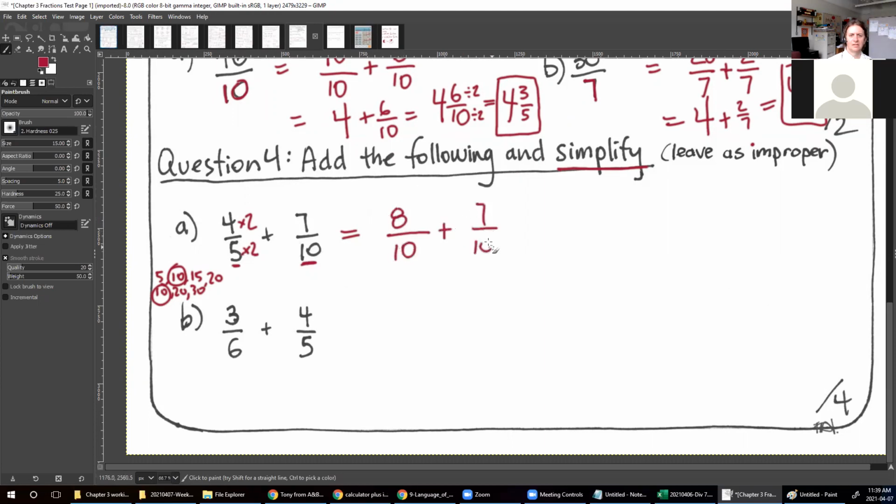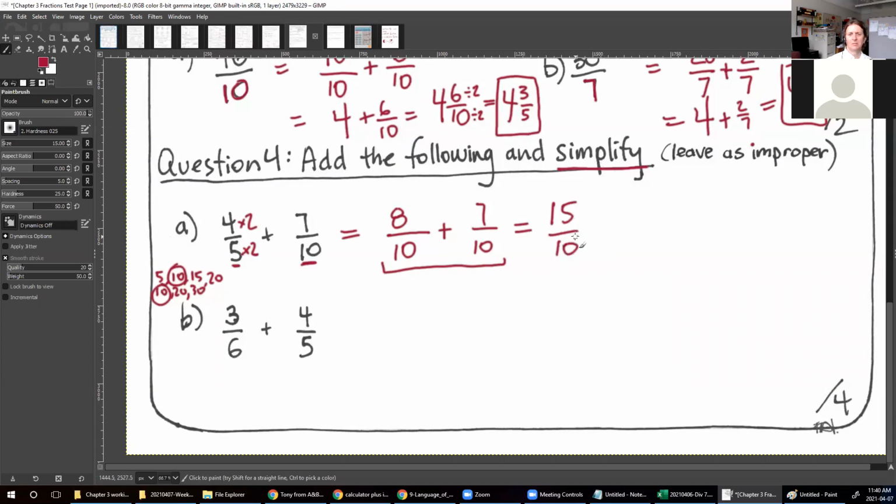And the 7/10 didn't change. Now that the bottom numbers are the same here, you can just add the tops. I like to think of it as this: 8/10 plus 7/10 is 15/10. The same as 8 apples plus 7 apples is 15 apples, or 8 oranges plus 7 oranges. The tenths is just like that: 8/10 plus 7/10 is 15/10.